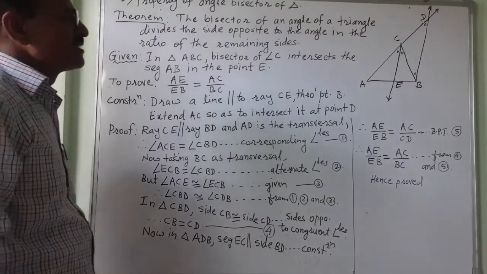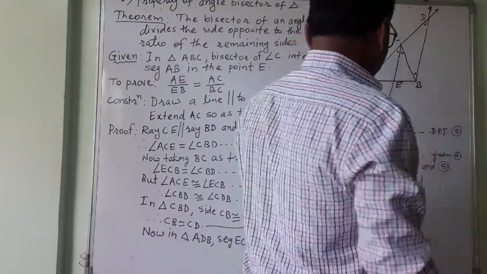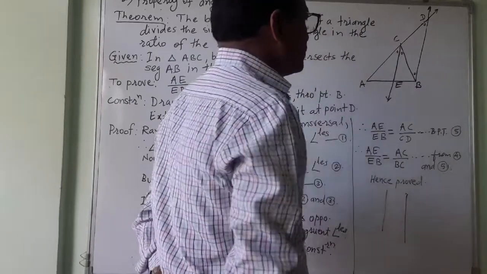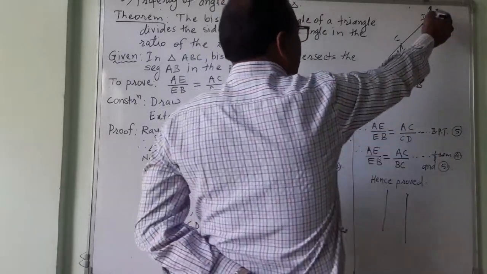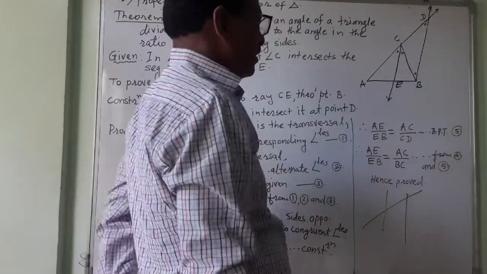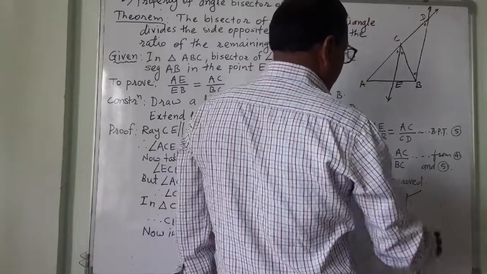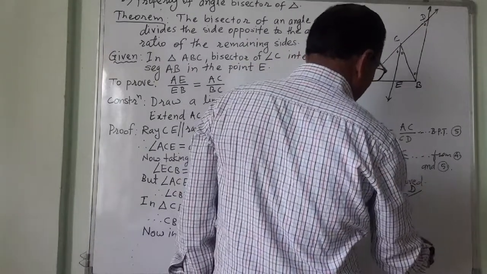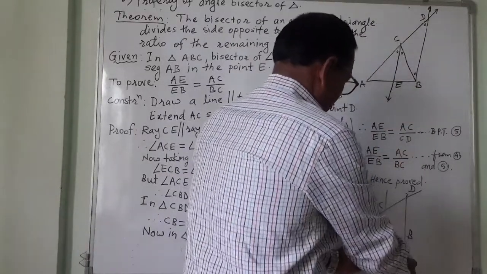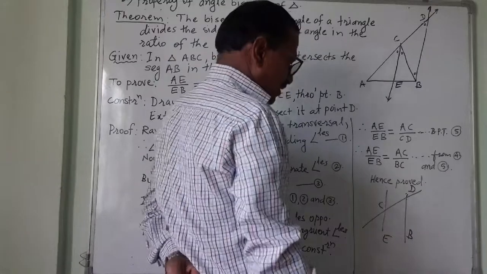Proof. Ray CE is parallel to ray BD. This means the figure will look like this, and this is the transversal. Check it properly. Say suppose this is point C, here it is somewhere point E, here it is point D and here it is the point B somewhere. These two lines are parallel and this is the transversal. We know the properties of the transversal.